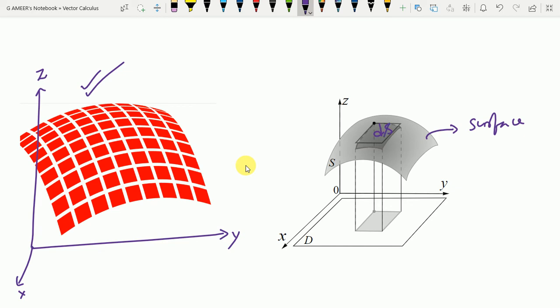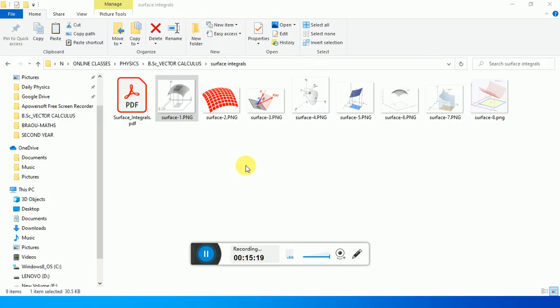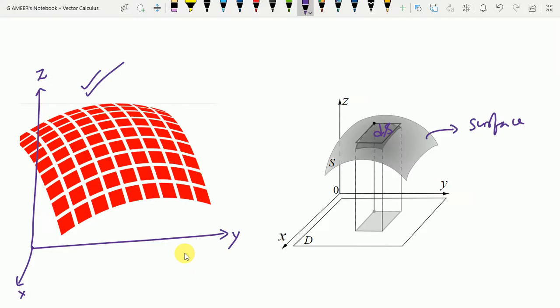Then when I project into the xy plane, I need to calculate this surface area. For that purpose, we are taking a small element ds. So when I project this here, then what will I get? So this is the dx, and this will be the dy.